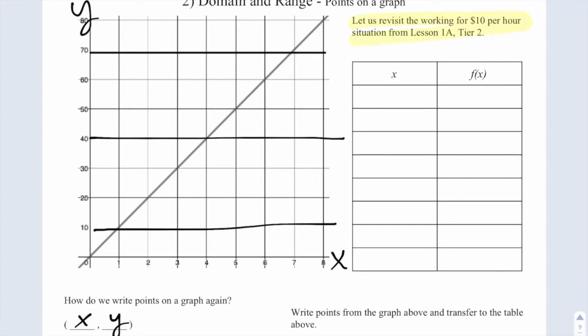So this is a graph that maps that function. As you can see, at 1, we're there. At 2, we're here. At 3, we're here. At 4, we're here. At 5, we're there. At 6, we're here. At 7, we're there. At 8, we're there. So write the points from the graph above and transfer them to the table.